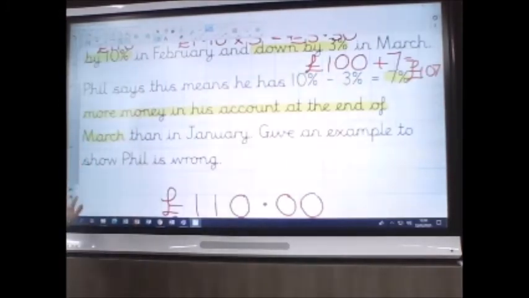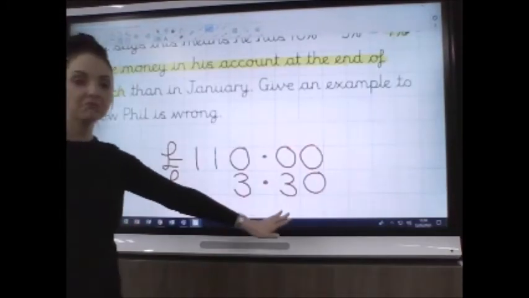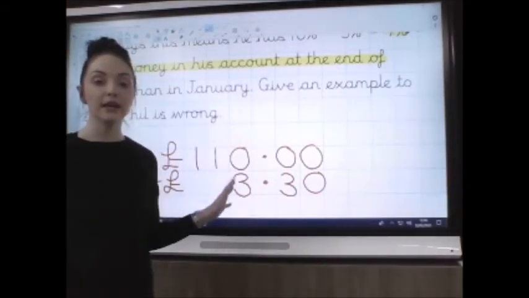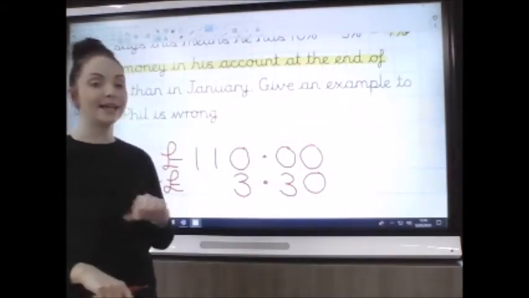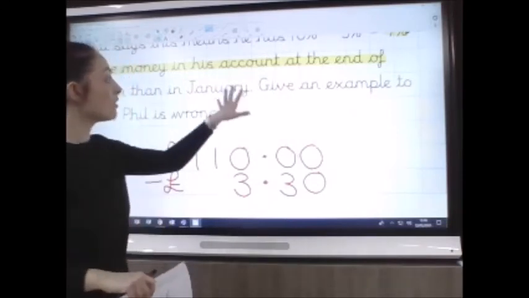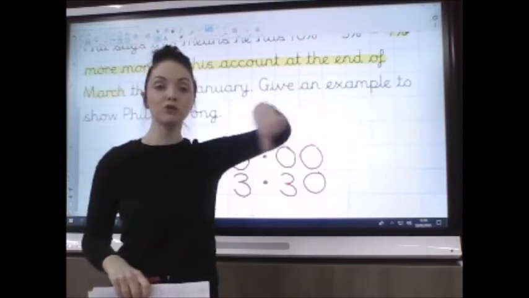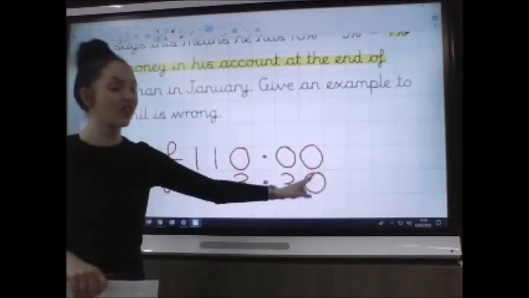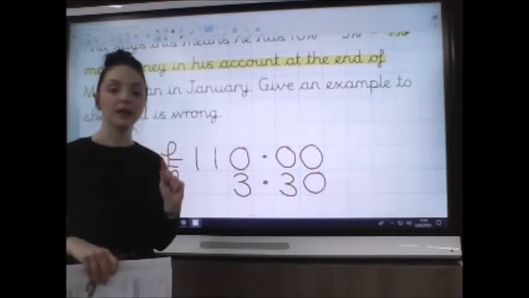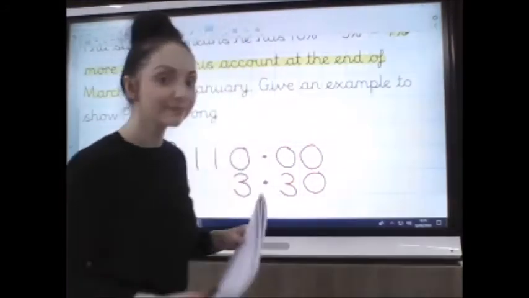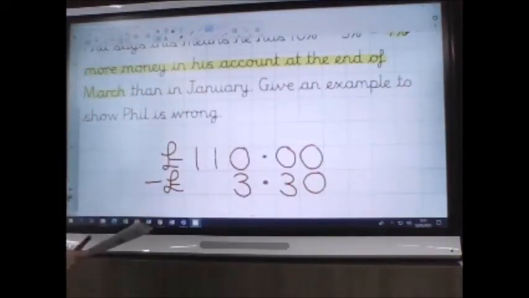But is that the answer you got here? It's not going to be, is it? So your answer here will explain why he is wrong. So you can say he is wrong because if he starts with £100, he would end March with this amount. Okay, and it's not 107, so that shows he's wrong. Okay, I told you it was challenging.